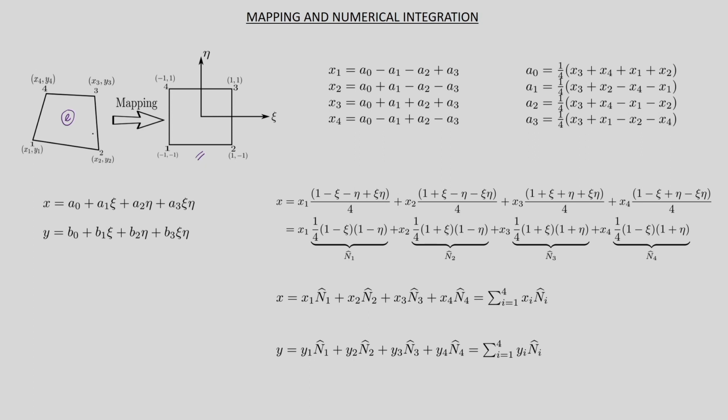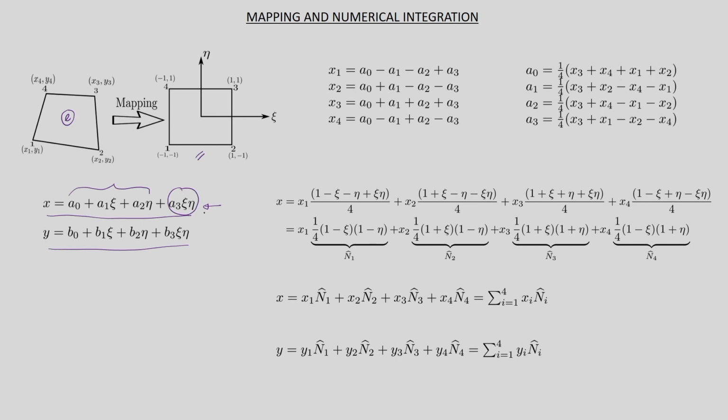Now, how to map this quadrilateral element into this master element? We follow the same strategy as we did in the case of triangular elements, but in case of triangular elements we had only A0 plus A1 xi plus A2 eta. But since there are 4 vertices involved and each of these vertices in the physical element will be mapped to the vertices of the master element, we actually need 4 coefficients. So, the 4 coefficients are A0, A1, A2, A3. So, this extra term has to be considered.